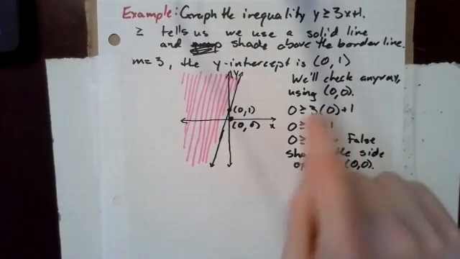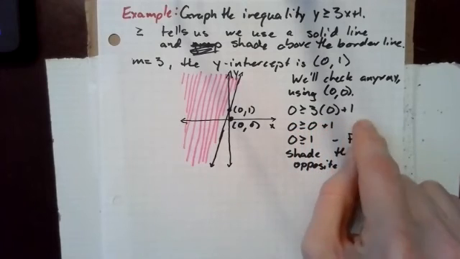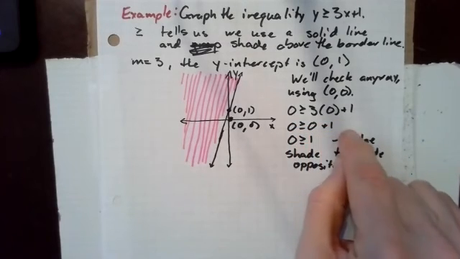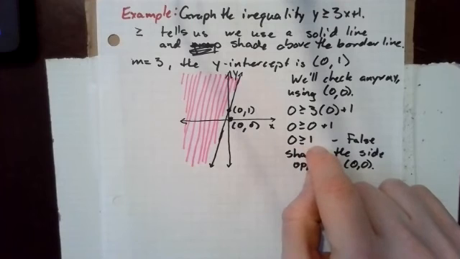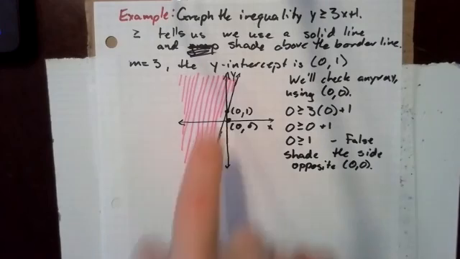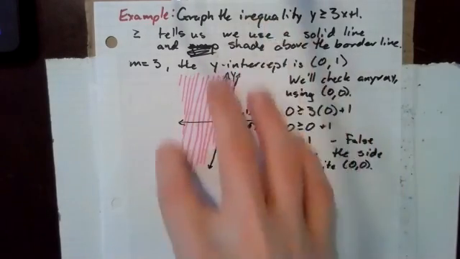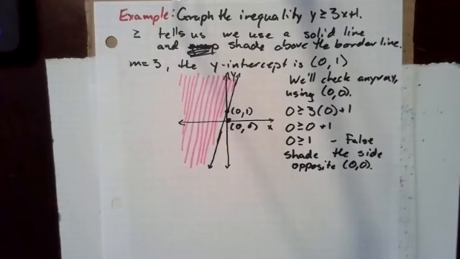We'll use (0, 0). 0 is greater than or equal to 3 times 0 plus 1. So 0 is greater than or equal to 0 plus 1, which means 0 is greater than or equal to 1. That's false. So we have to shade the side opposite of the origin, which is here, and that's above our border. So this pink shaded area is our solution set.